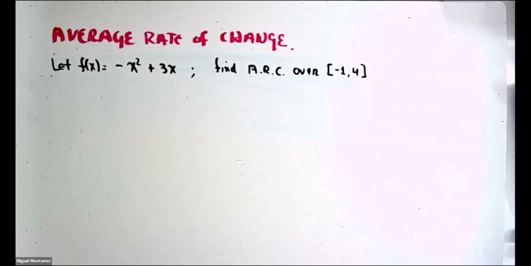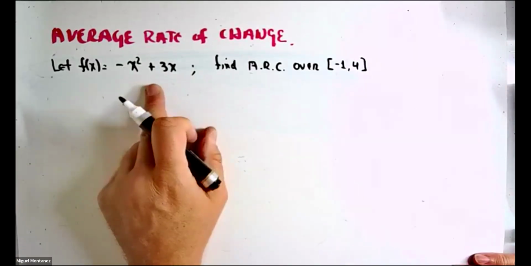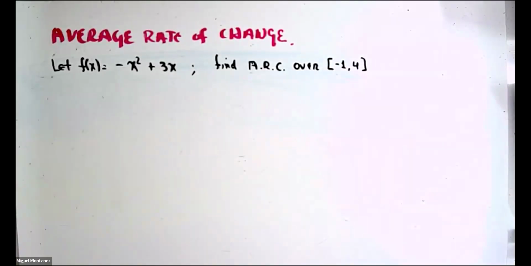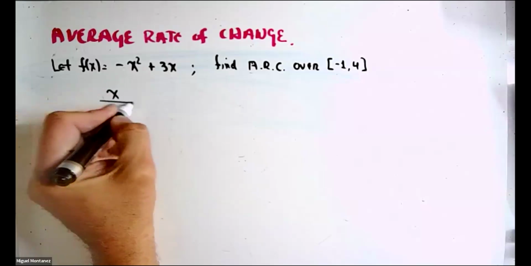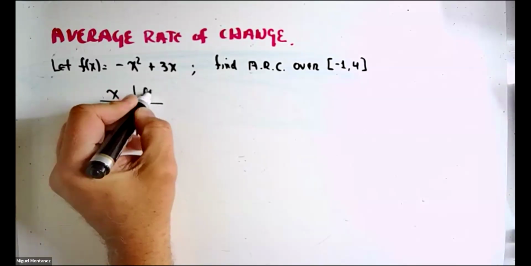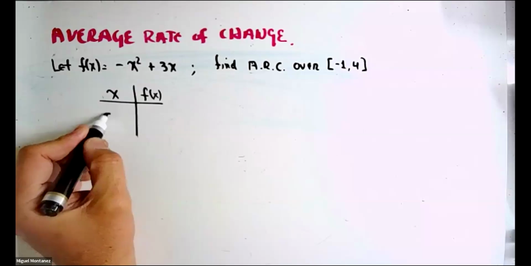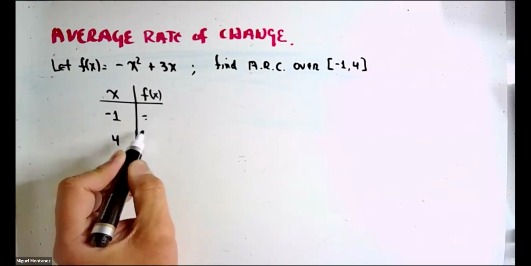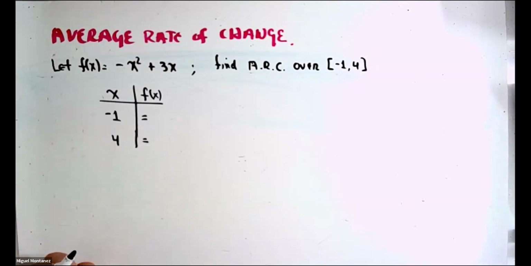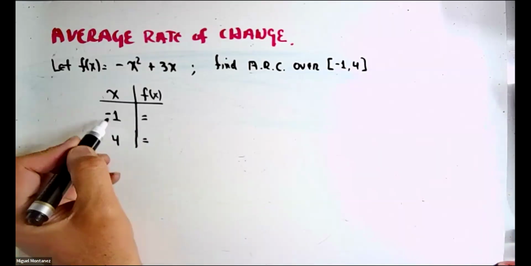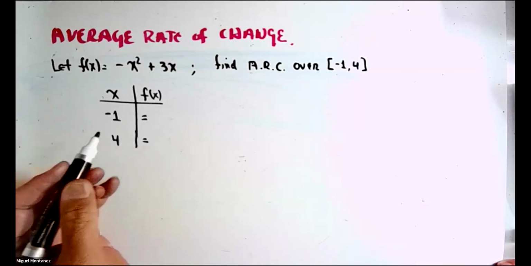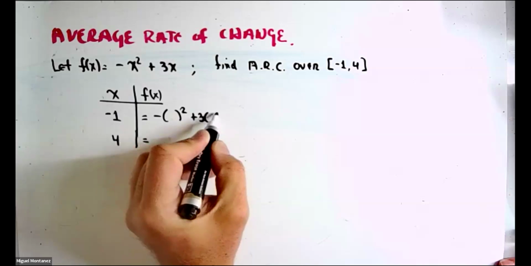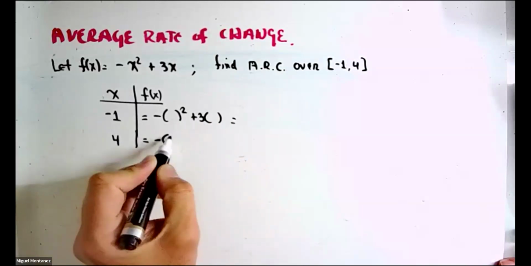Okay, so let's go ahead and find the average rate of change of the function negative x squared plus 3x between negative 1 and 4. We can just build the xy table. We're going from negative 1 to 4. So let's find the value of the function when the input equals the number. So we have the opposite of the input squared plus 3 times the input.